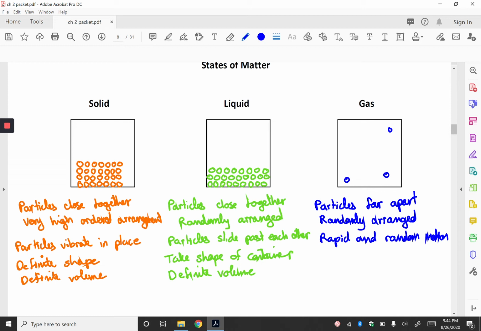Now, because they are able to spread apart like that, and they're moving randomly, they can take the shape of the container. And also because they are spreading apart, they can take the volume of the container as well. And because of that, gases are compressible.